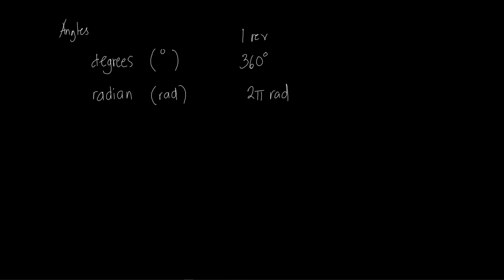We also have grad, or what we call grade. One revolution is 400 grad or 400 grade. Lastly, we have mils, which is 6,400.